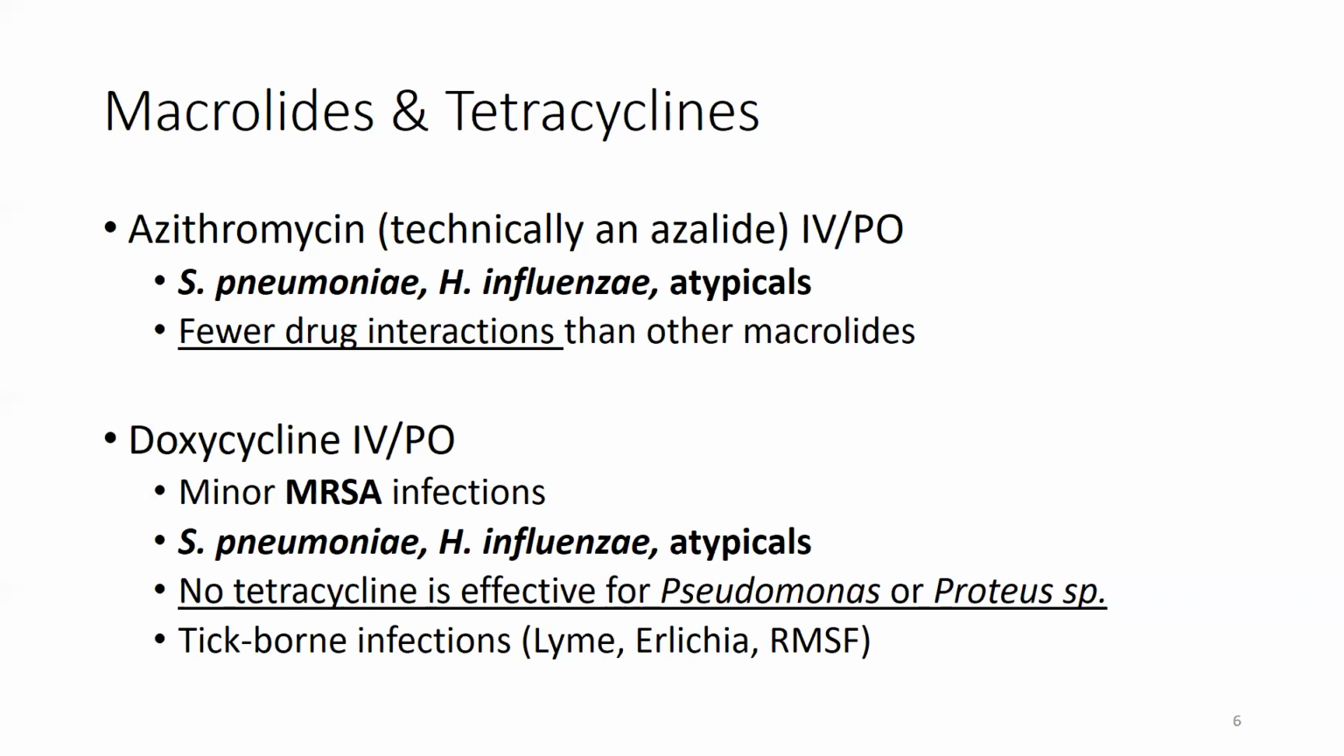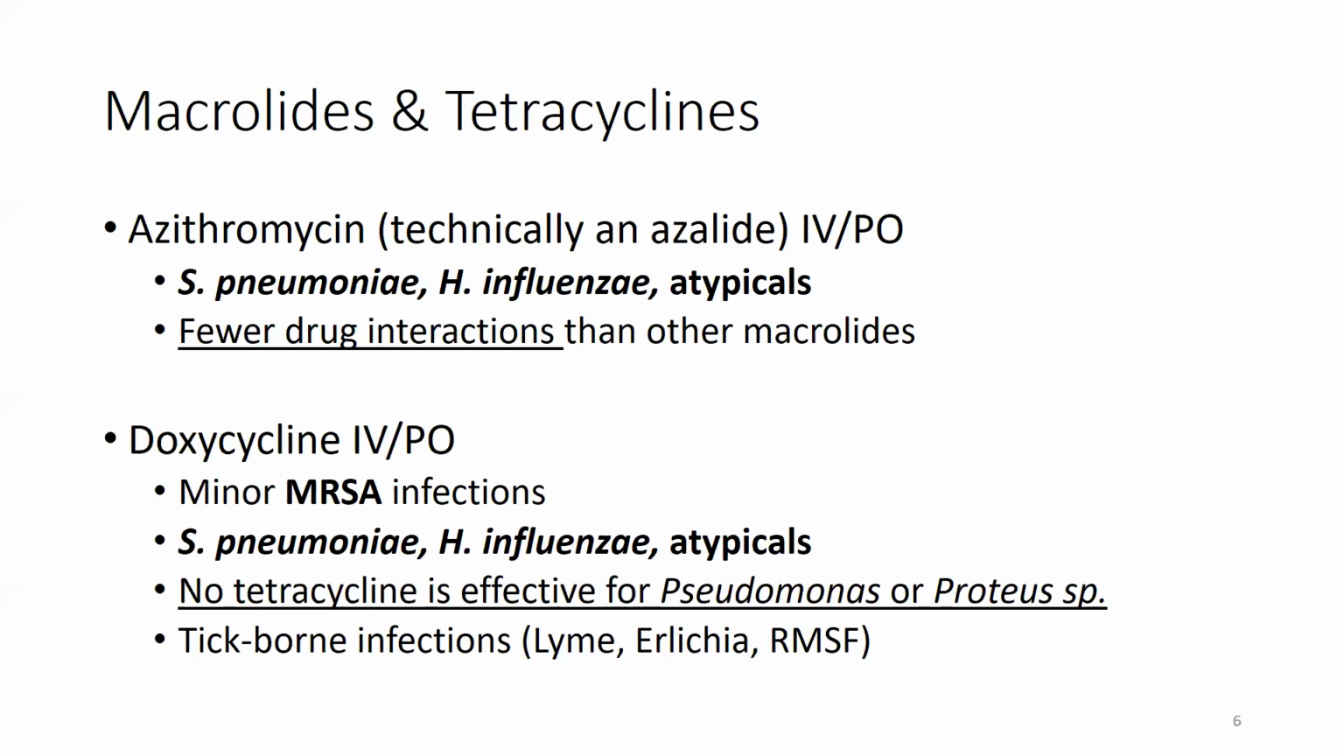Doxycycline is a good representative sample from the tetracycline class. It's given twice a day, and similar to trimethoprim-sulfa, it's a good drug for MRSA infections, which I should point out the macrolides are not. If it's MRSA, it's almost always resistant to macrolides and azithromycin. But other than that, it's very similar to azithromycin's respiratory coverage: strep pneumo, Haemophilus influenzae, and the atypicals.